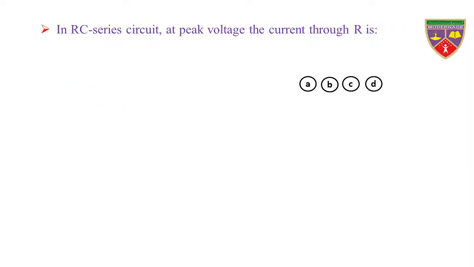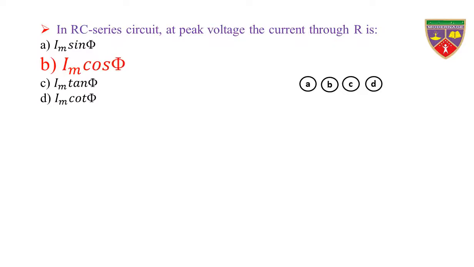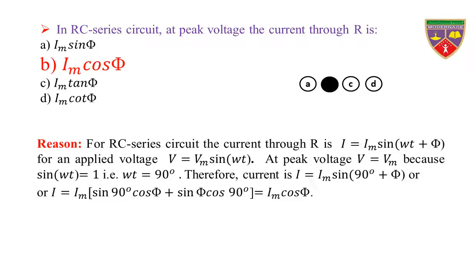In RC series circuit, at peak voltage, the current through R is option A, Im sin phi, option B, Im cos phi, option C, Im tan phi, option D, Im cot phi. The key is Im cos phi. Therefore, the correct option is B. Reason.